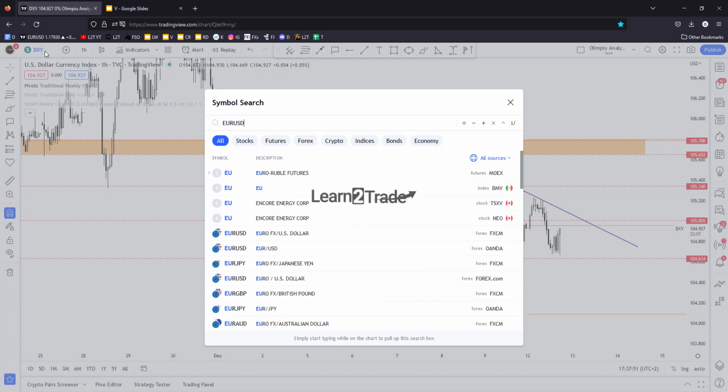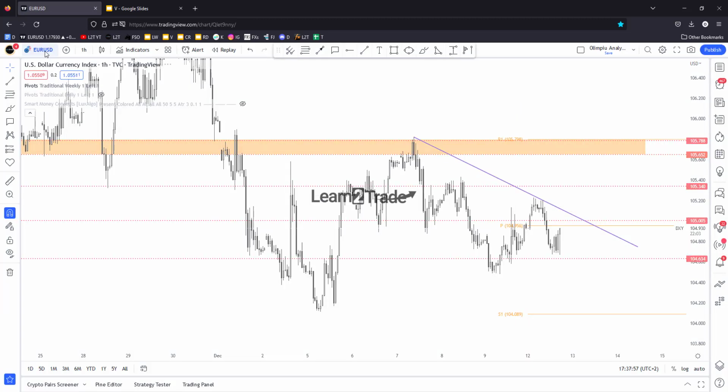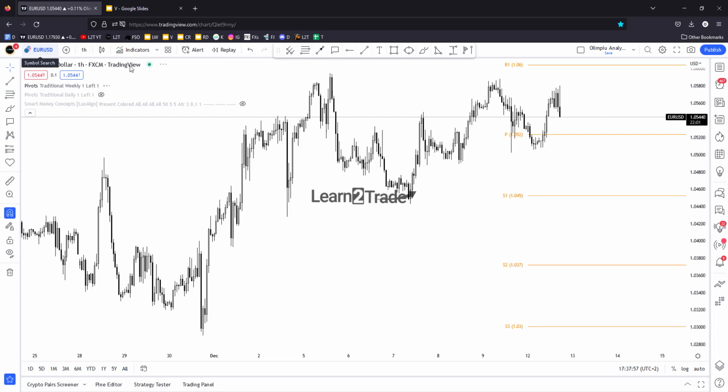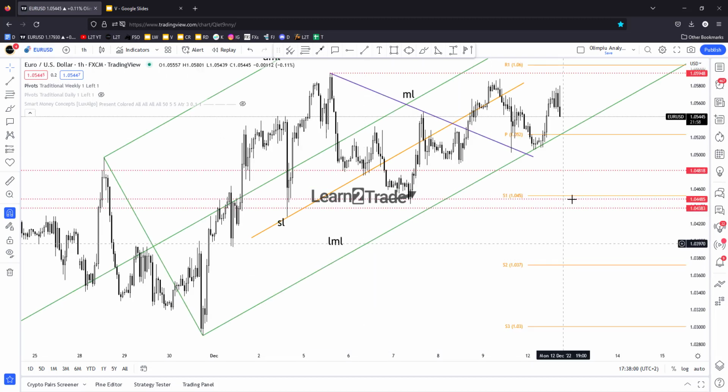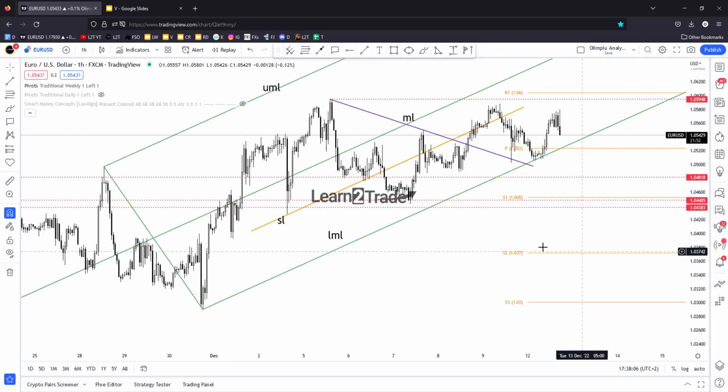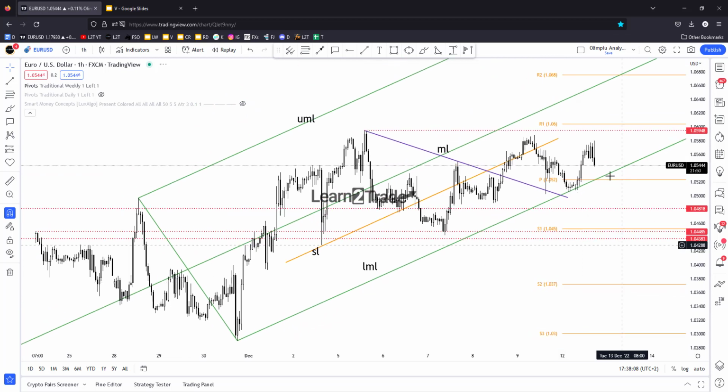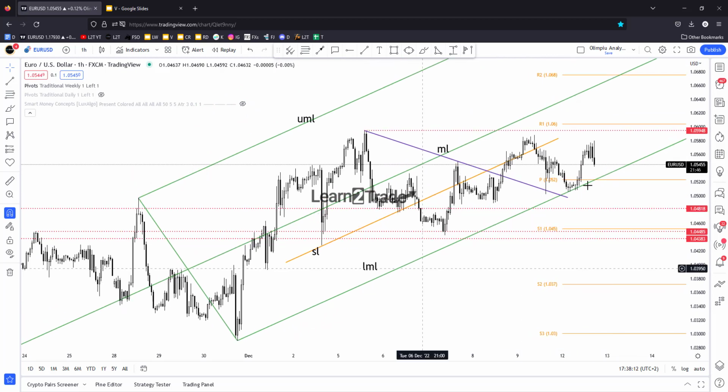So let's go back to Euro USD. As I've said, the bias remains bullish, guys, as long as it stays above the pivot point here, 1.0520. And very important, as long as it stays above the lower median line of the ascending pitchfork. The lower median line acts as a dynamic support, so as long as the price stays above it, a test and retest here could signal a new bullish momentum.